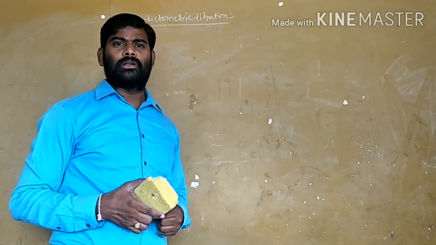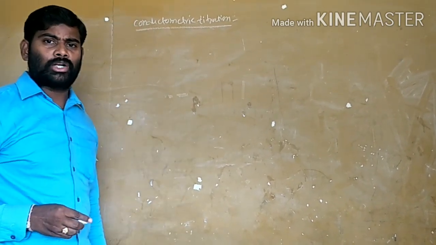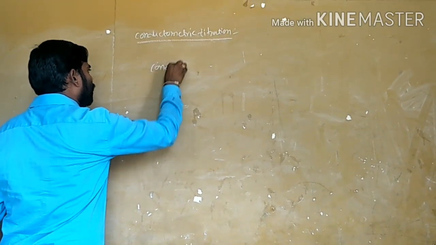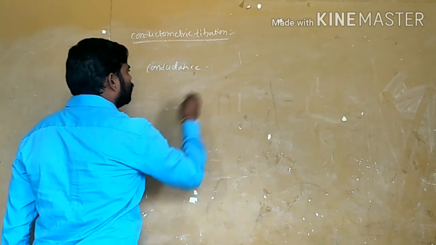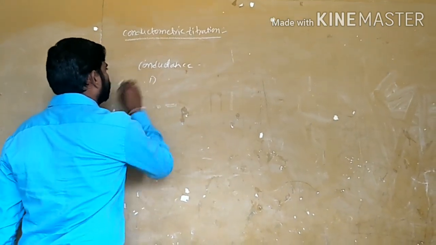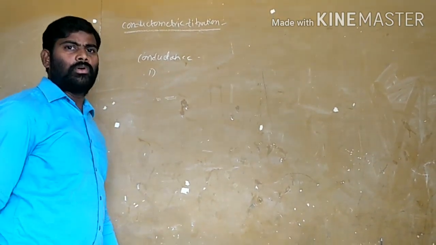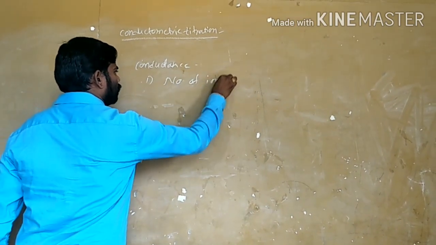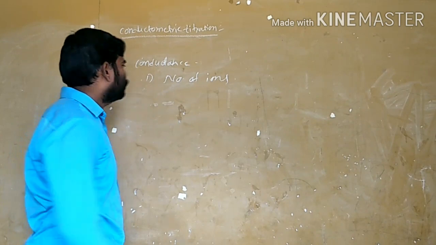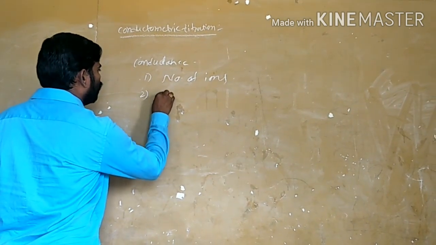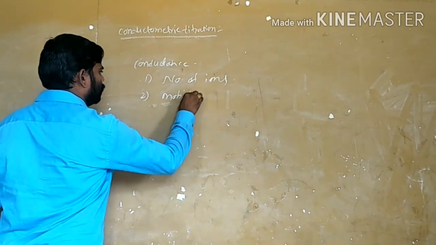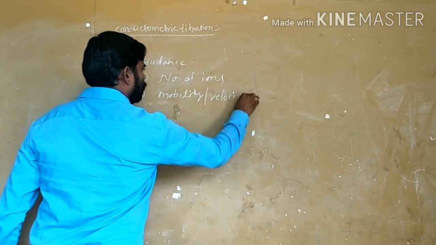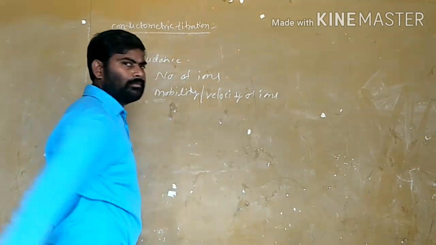In this method, the conductance of an electrolyte solution of ions mainly depends on two factors. One is the number of free ions. Next is the mobility of ions, or we can say the velocity of ions.